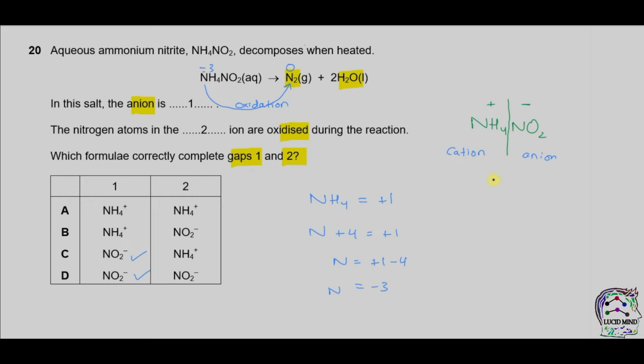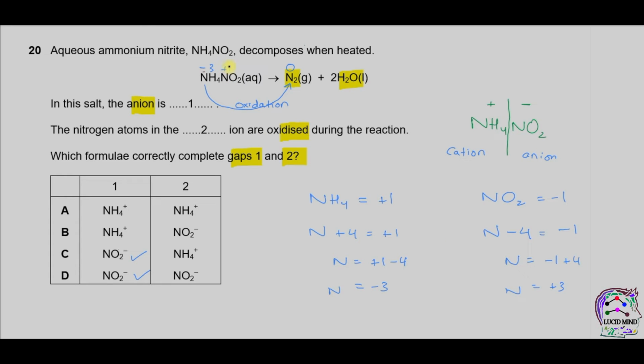Let's find the other one, NO2. The charge is -1. As we have 2 oxygen atoms, for 1 oxygen the oxidation state is -2, so for 2 it will be -4. Nitrogen equals -1 plus 4, or it is equal to +3.